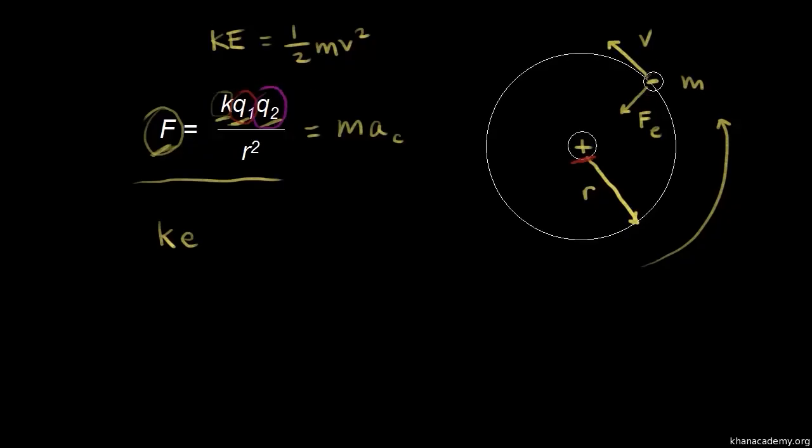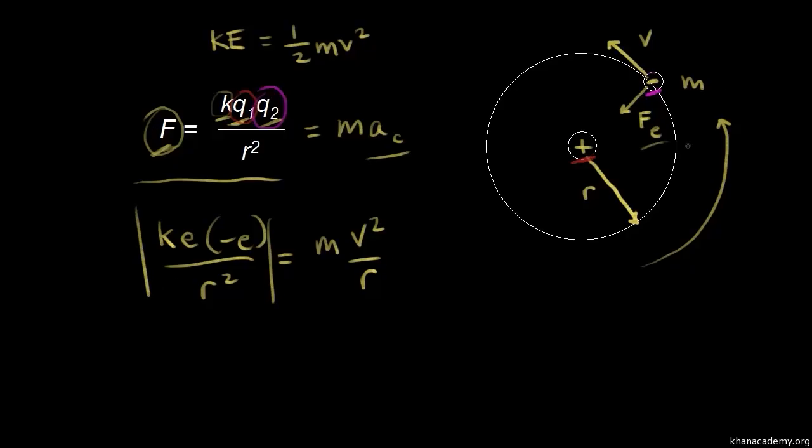Q2 is the charge on the electron. The charge on the electron is the same magnitude as the charge on the proton, but it's a negative value. So we have negative e as the charge on the electron, divided by r squared, is equal to the mass of the electron times the centripetal acceleration. Centripetal acceleration is equal to v squared over r. We did this in a previous video, and we're going to do the exact same thing we did before. We only care about the magnitude of the electric force because we already know the direction is always going to be towards the center. Therefore, we don't care about this negative sign here.